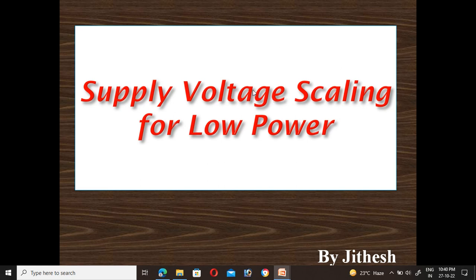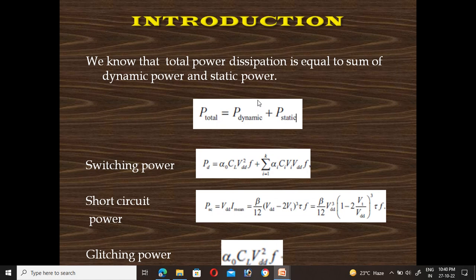Okay, let us move on to the topic. Generally you guys are very familiar with this. The sources of power dissipation are generally of two types: dynamic power dissipation, and the second one is static power dissipation. Therefore, total power dissipation is equal to dynamic power dissipation plus static power dissipation.